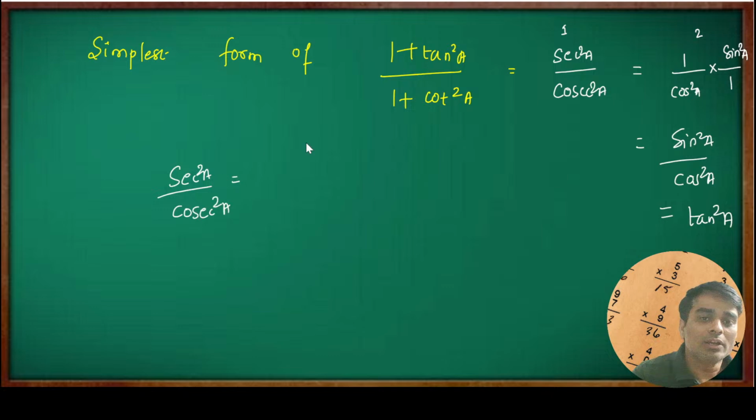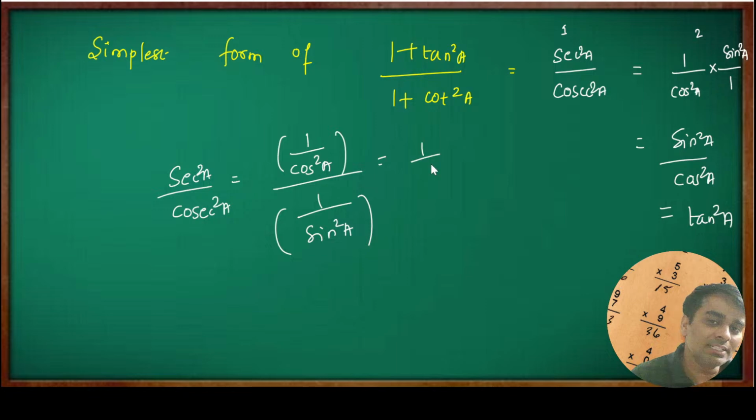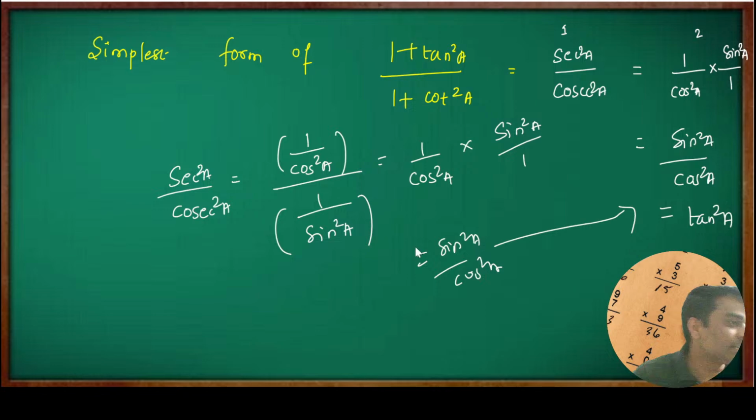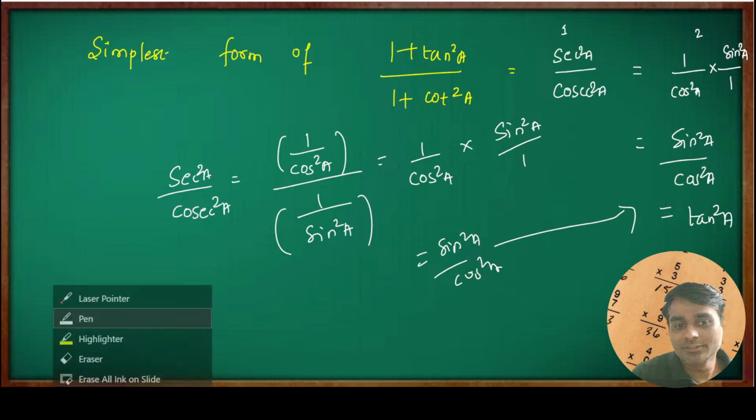So how is secant square A divided by cosecant square A? I will write secant square as 1 by cos square A up. Down I will write 1 by sine square A. Now you know, if you have it like this, then what you will do? You will keep the numerator as it is, then you will write a multiplication sign and you will reverse what is down, sine square by 1. So this is your sine square A by cos square A, which is your tan square A. Got it, Jivita? Okay, so that's very simple.